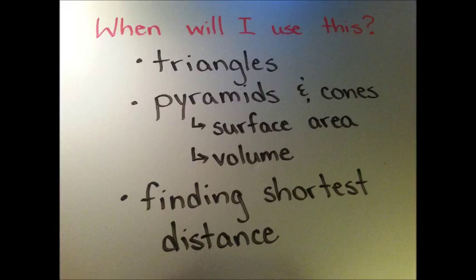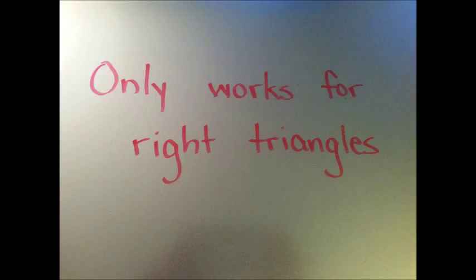You're going to use the Pythagorean Theorem in questions that involve finding the surface area or volume of pyramids and cones. And we're going to use the Pythagorean Theorem if we're asked to find the shortest distance between 2 points. So when we start to talk about our Pythagorean Theorem, one of the most important things to keep in mind is that it only works for right triangles.